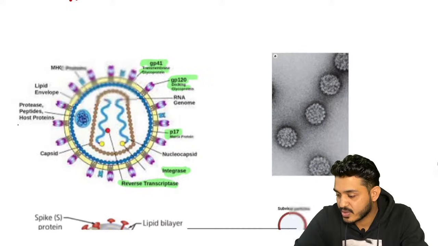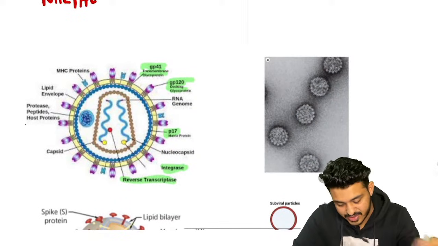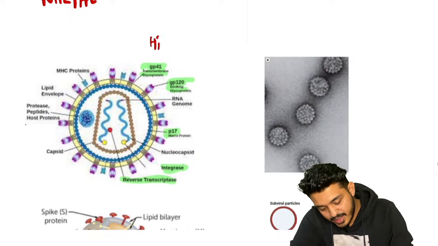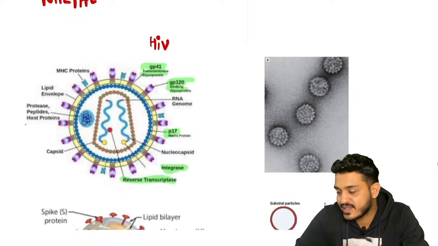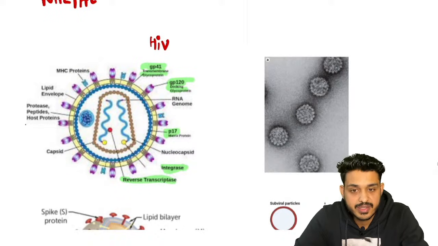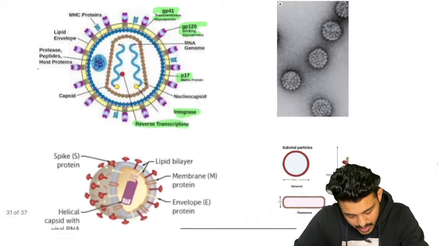The answer is going to be what? HIV virus. Simple understanding. GP41 drugs, enfuvirtide, all these drugs we are using, reverse transcriptase inhibitors, integrase inhibitors, all these things are going to go in the favor of HIV.